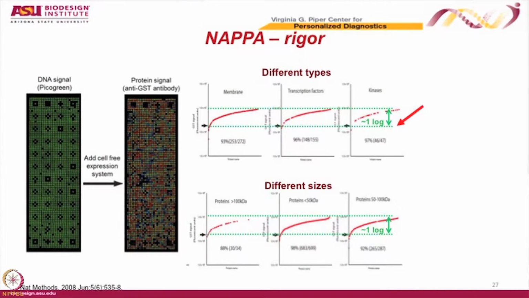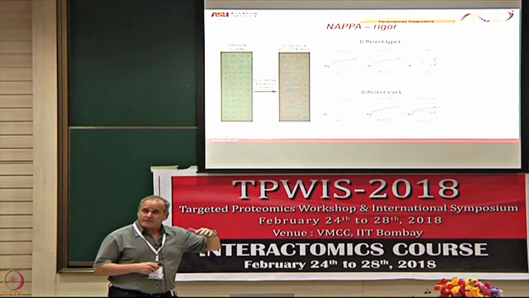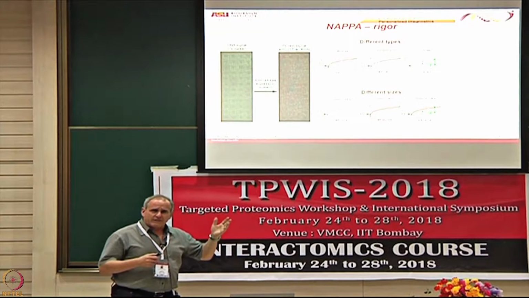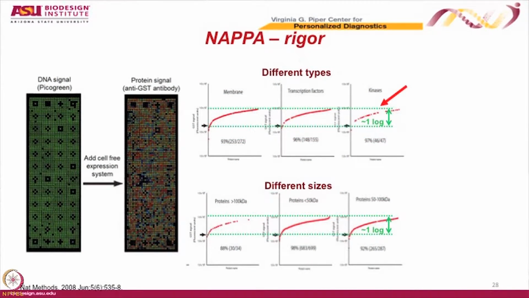And then this is what that looks like. It's summarized quickly, but it shows you for membrane proteins, transcription factors, kinases, large, medium, and small proteins. The green line on the bottom is the level of detection. So if you're above that dotted green line, it means you can detect it. That means it's like 5 standard deviations above background. And then the top green line, of course, is maximum detection.